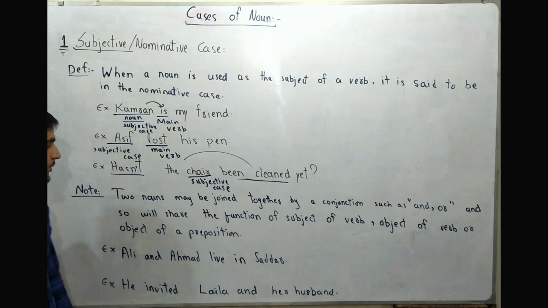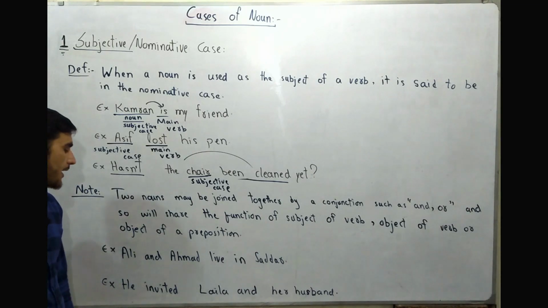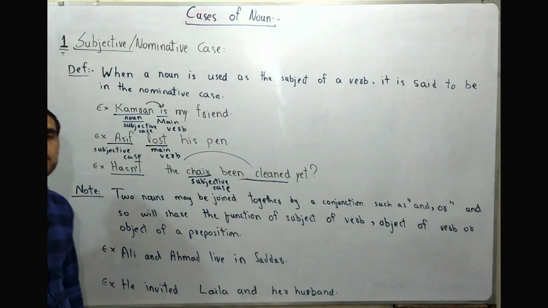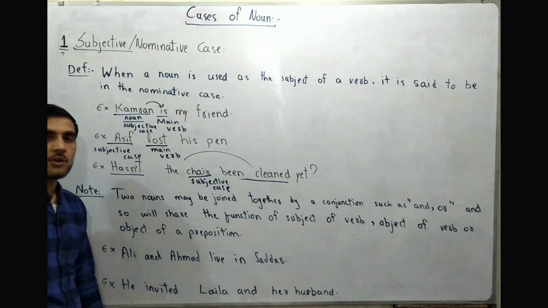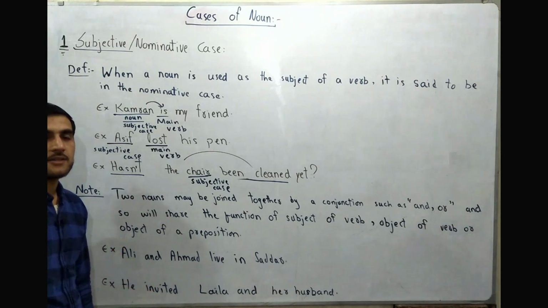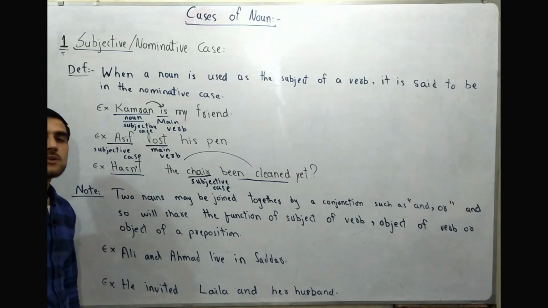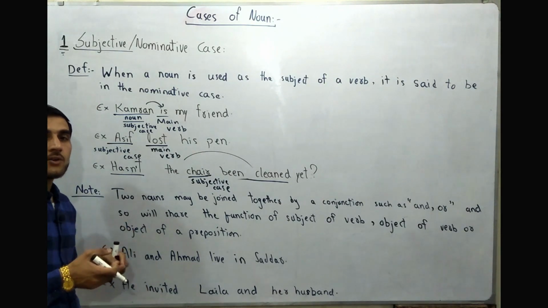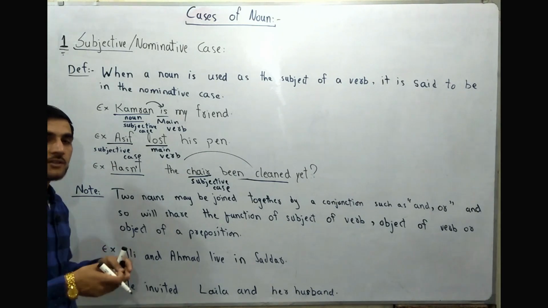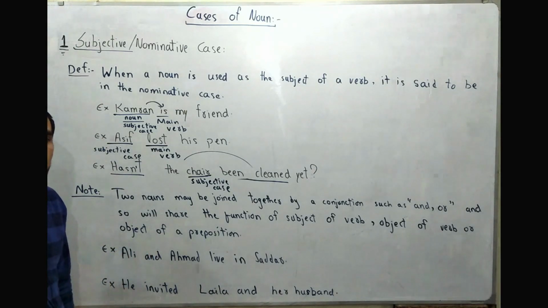Now look, I've given a note: two nouns may be joined together by a conjunction such as and or, and so will share the function. That means sometimes you can have more than one noun before the main verb, and they will be combined by the conjunction and, or any other coordinating conjunction. Whenever two nouns are combined by a conjunction, they both share the function with each other, and they both function as a subject, or as an object, or as an object of preposition.